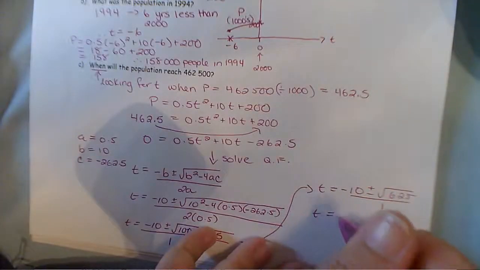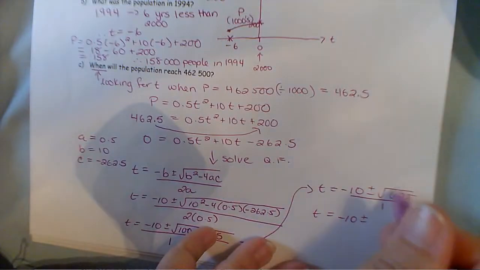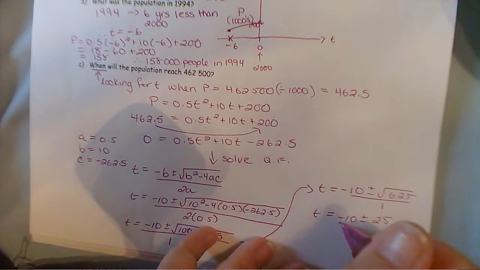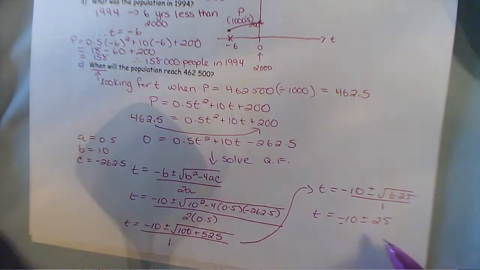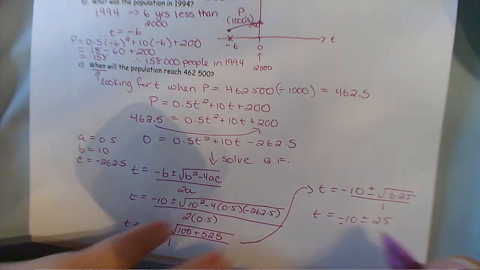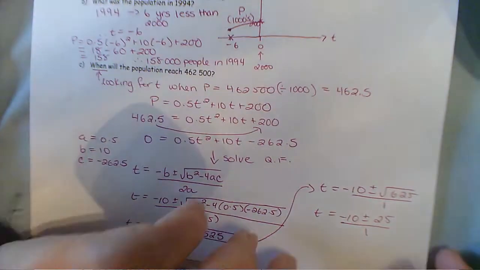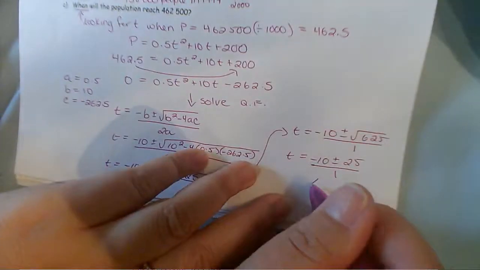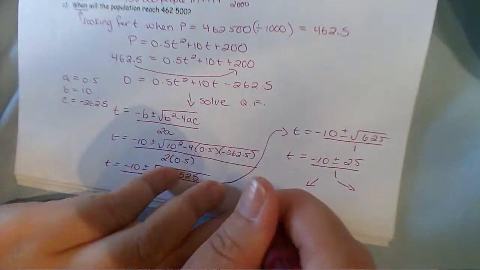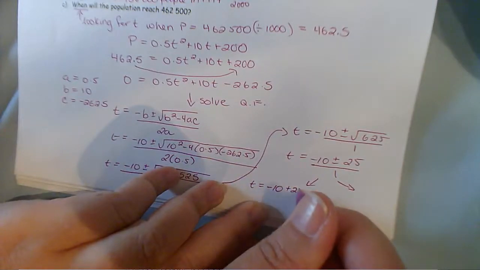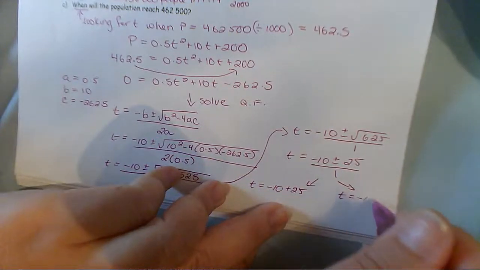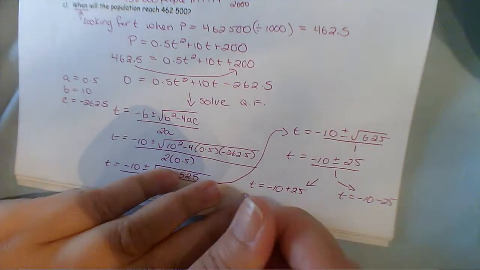So T equals negative 10 plus or minus the square root of 625, which is 25, since 25 times 25. And you don't have to put it over 1. You can if you want, but it doesn't really do anything when you divide by 1. So we get our two answers here. T equals negative 10 plus 25, and T equals negative 10 minus 25.